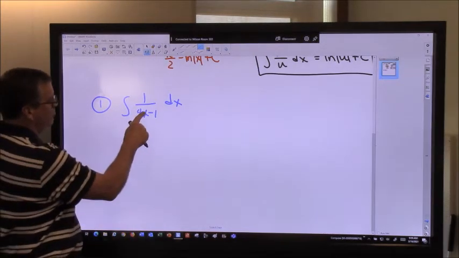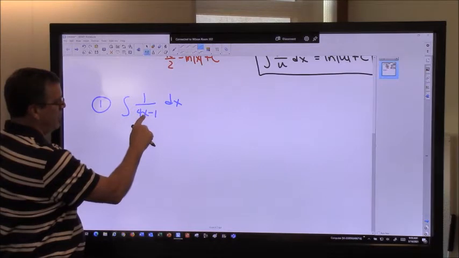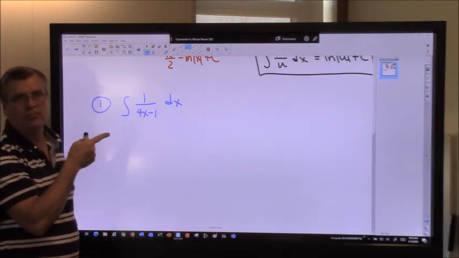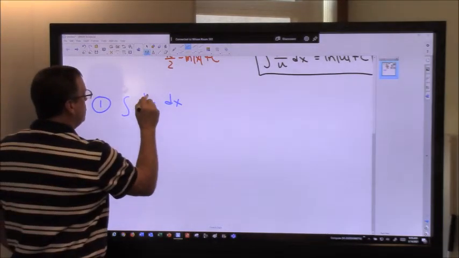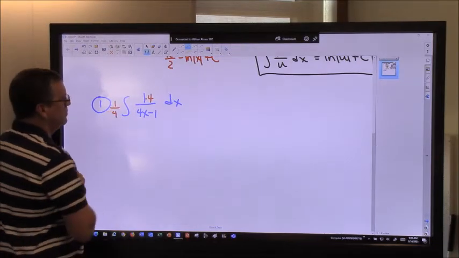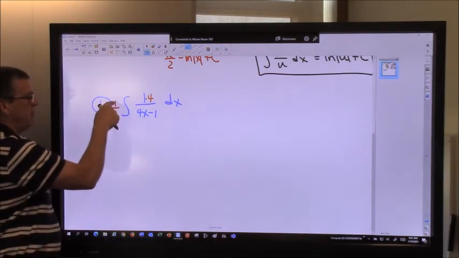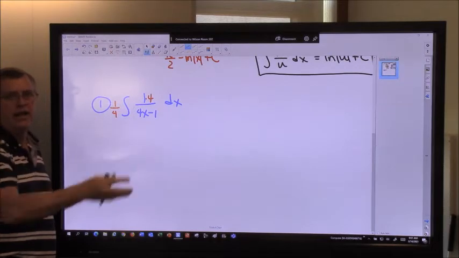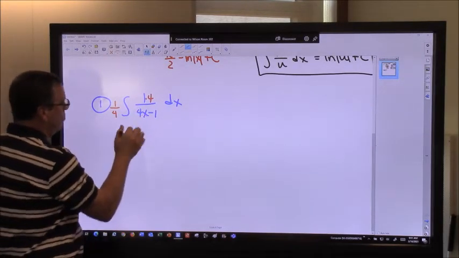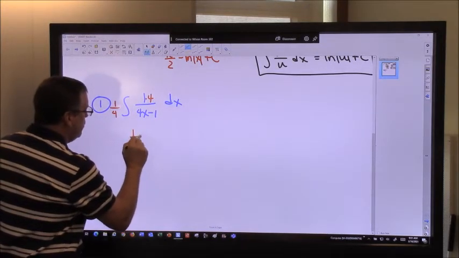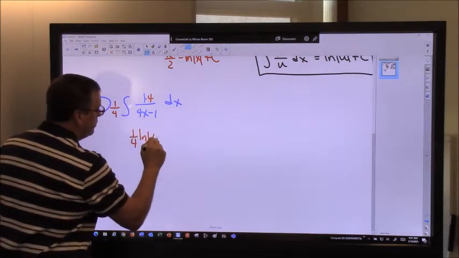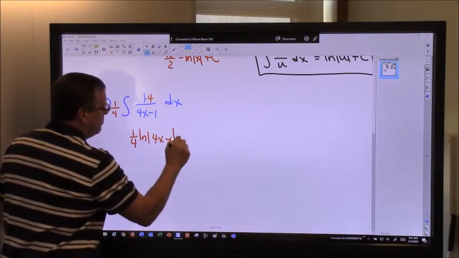So I look at this and say, what's the derivative of that denominator? The derivative would be 4. I don't see that in the numerator, but I could make it a 4 if I just multiply by 4 and then divide by 4 out here. Because if I move that 4 out here, I've got 4 over 4, which is 1, and I haven't changed the value. So now I've got u prime over u, so my answer is 1/4 natural log absolute value of the denominator plus c.